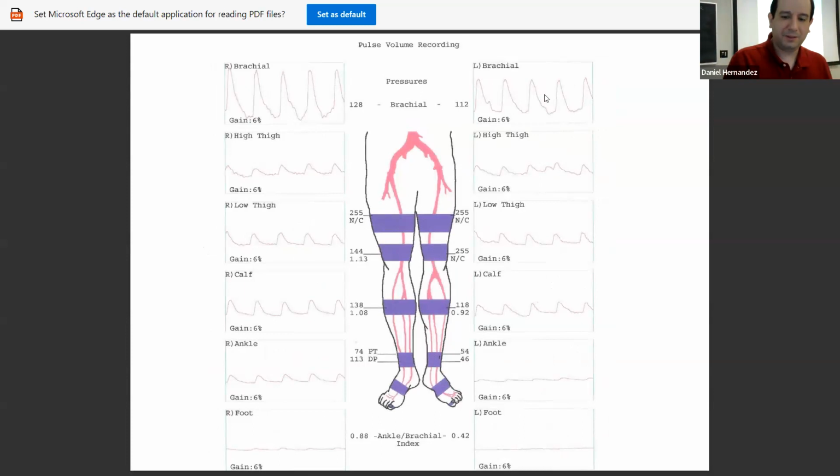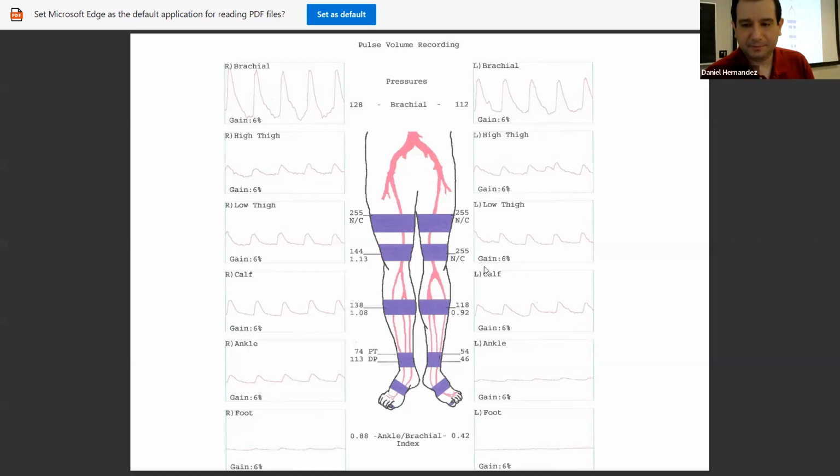So ankle brachial index is abnormal bilaterally, particularly worse on the left. The waveforms are really flat on the metatarsal. The left one is completely flat. Even the left ankle is almost flat. Possible, and then big jumps after that. So multi-level disease.